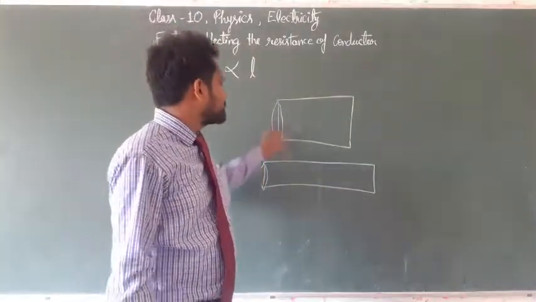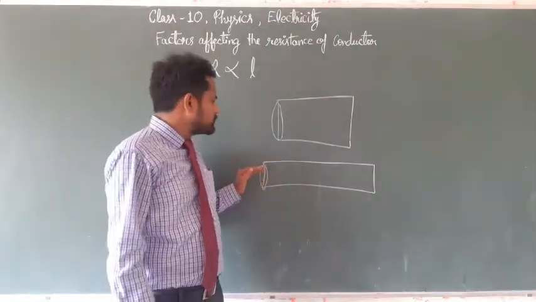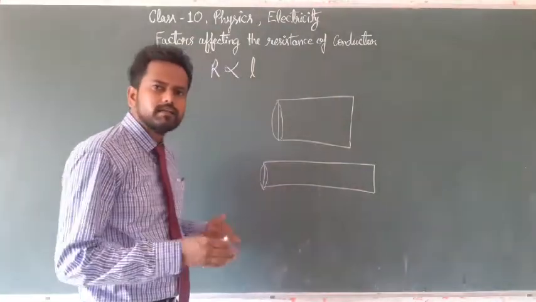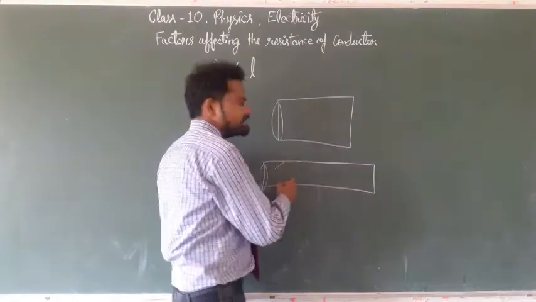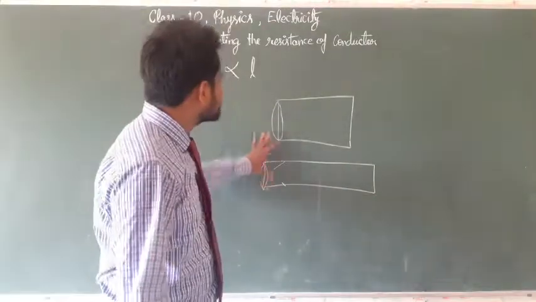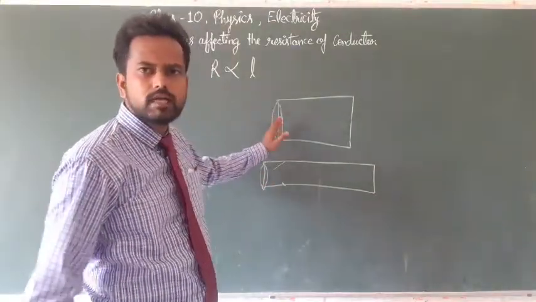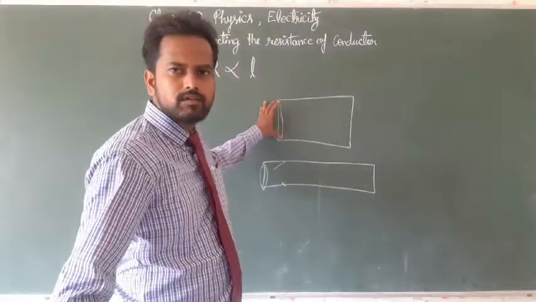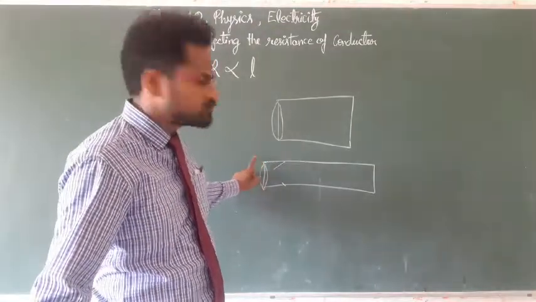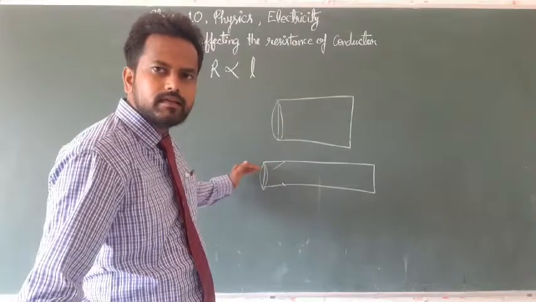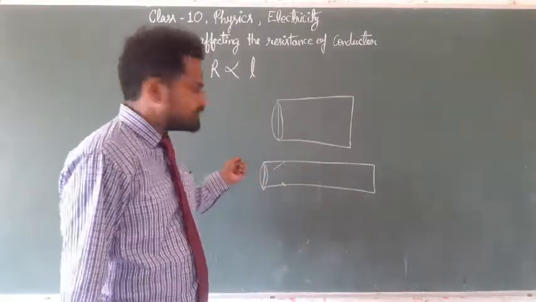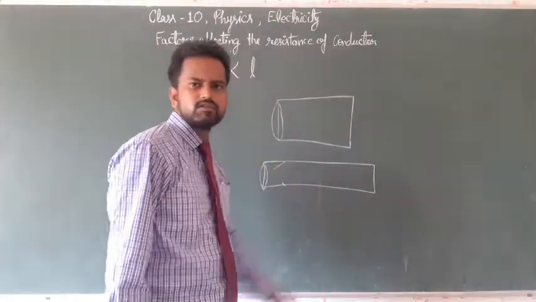Suppose if we want to travel in this cross sectional area, then lots of collisions happen. So it is very difficult to travel in this area. If we increase this area, then electrons can flow easily in this cross sectional area. But this area is less, so it is very difficult to travel. Electrons do not flow easily in this cross sectional area.